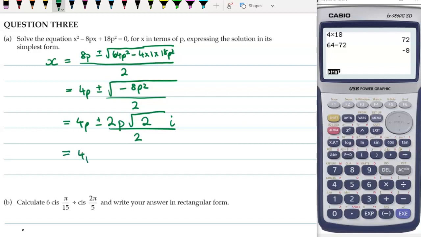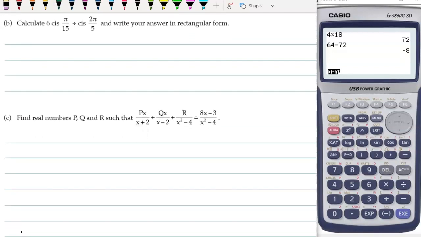So tidying that up, we have 4p plus or minus, the 2's cancel, so we've got p root 2i. It's a little bit weird to write it that way round. We usually put the number first, so that's root 2 pi.